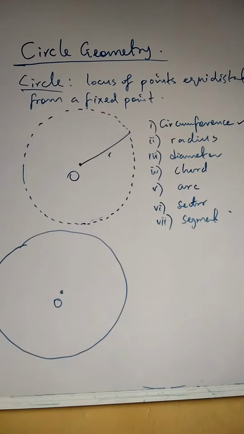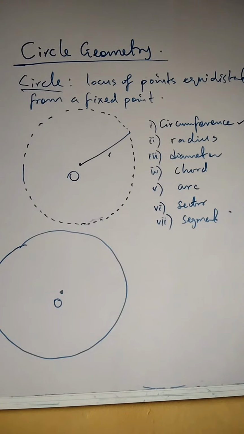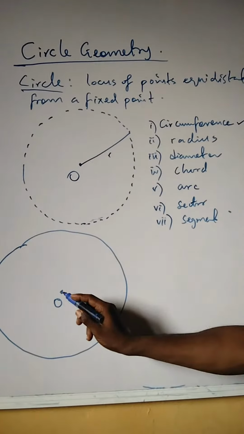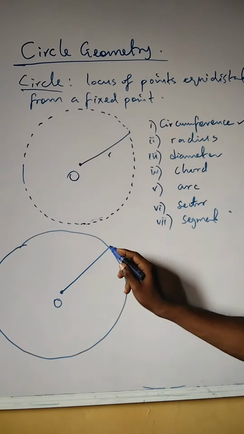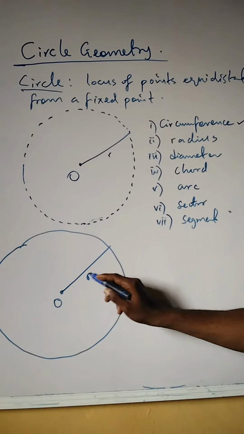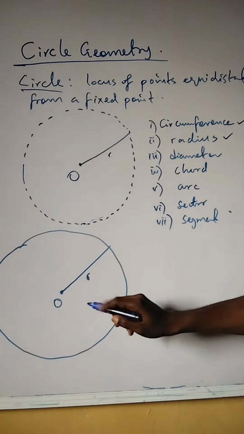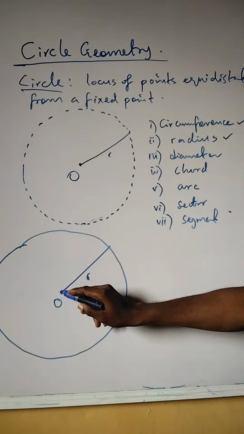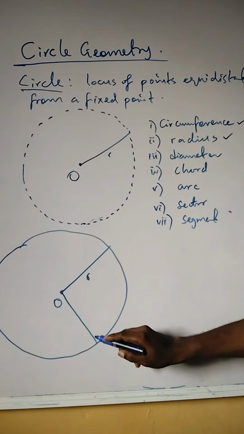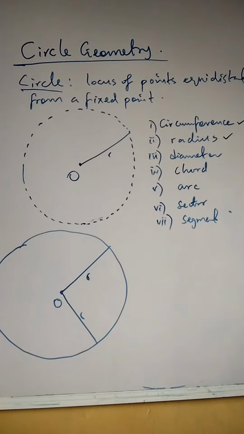And also, what is a radius? A radius is a line drawn from the center of the circle to a point on the circumference. Like when we draw a line from here, this line drawn from the center to the part of circumference here is called a radius. It could be to any part. Once it is from the center to the circumference, it's also a radius.